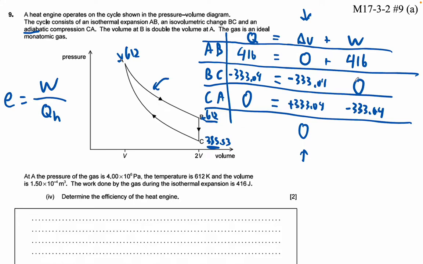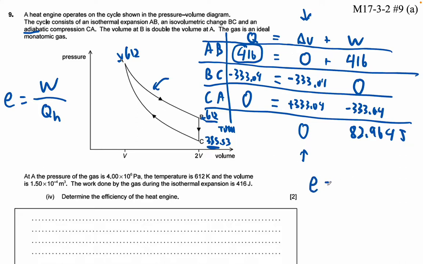Now, what we're going to do here is say that the net amount of work, the total work, is going to be this plus this. So our total work is 416 minus 333.04, so the total amount of work is 82.964 joules. And we add this and this. And then the total heat that flowed in is still 416. You don't add these up. This is wasted. That's why it's not 100% efficient. Okay, so now we're set.